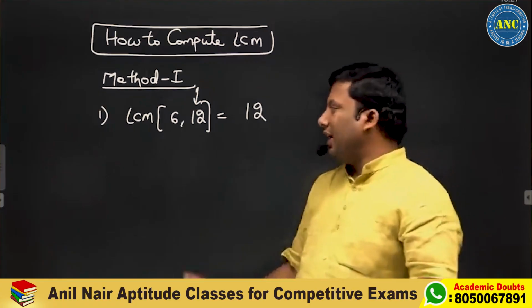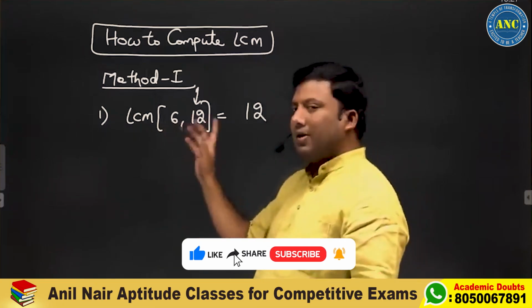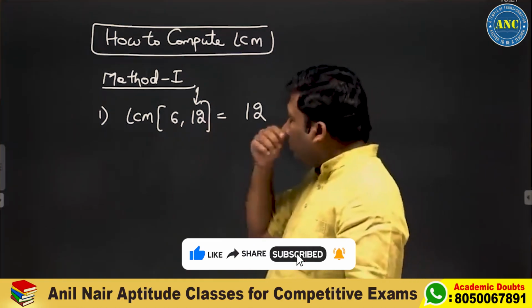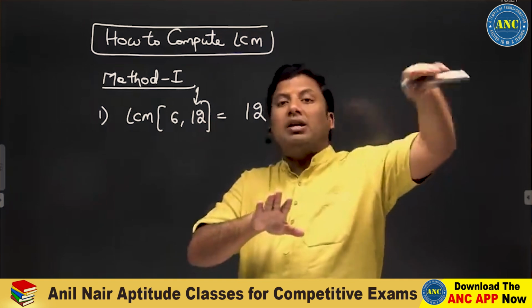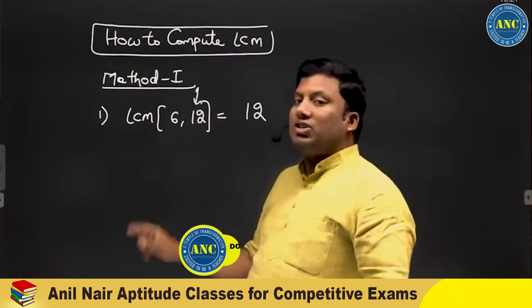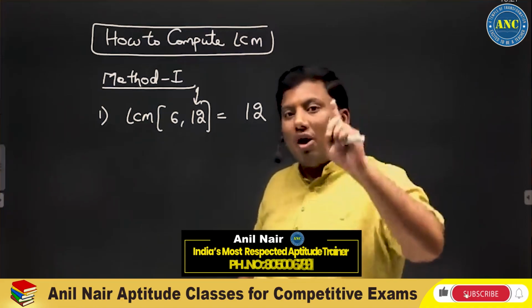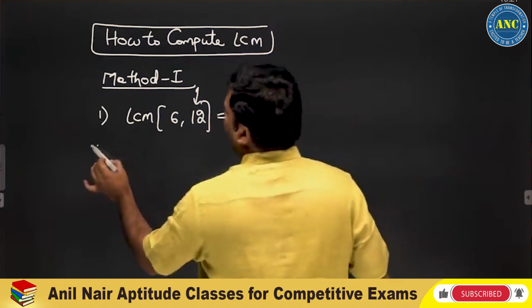I am repeating it again. If I need to find the LCM of the given numbers, step number 1, go to the largest number. Check whether the largest number is a multiple of all the other numbers. If the largest number is a multiple of all the other numbers, then the largest number is the LCM. First point.